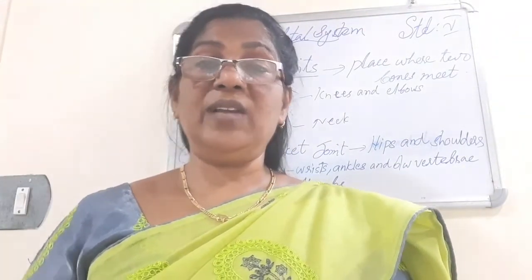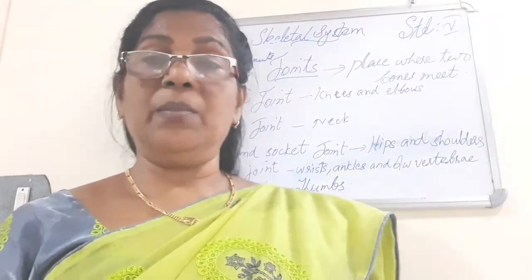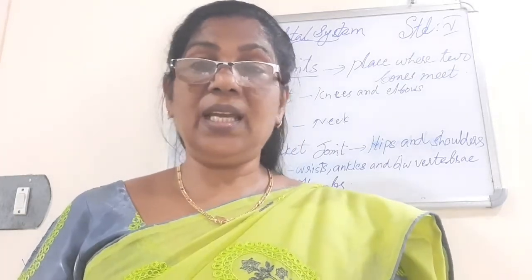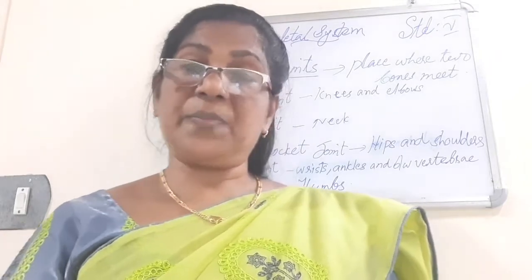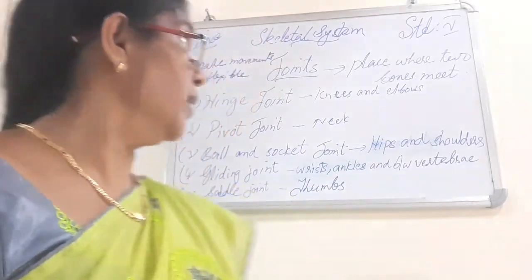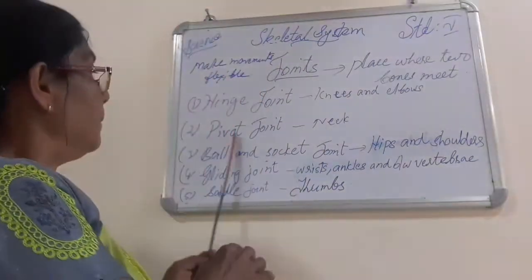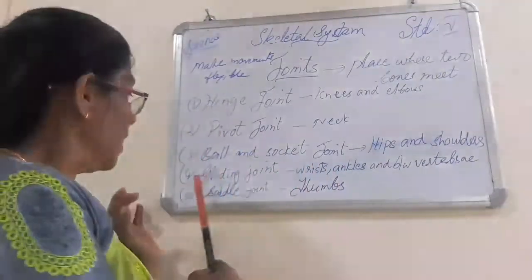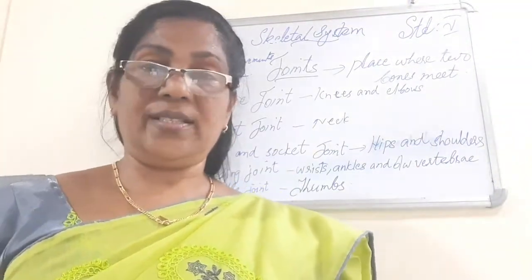For example, we will be able to walk, we will be able to wave our hand, all because of the joints present in the body. And there are different types of joints present in our body. We will be discussing different joints in our body. They are hinge joint, pivot joint, ball and socket joint, gliding joint and saddle joint.